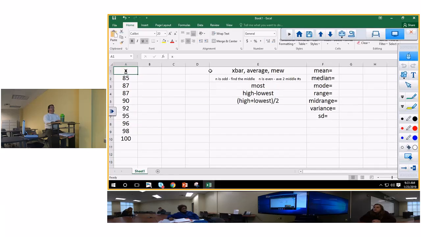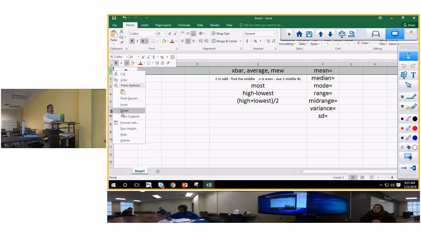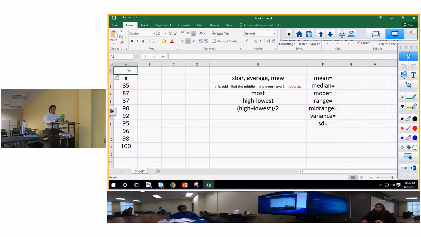Odd. So, I'm going to insert a little line here and say n is equal to 9, and put odd. So that means I've got to find the middle. So what's the middle? 1, 2, 3, 4, boom. 92 is the middle, so I'm going to highlight that, and that is my median.